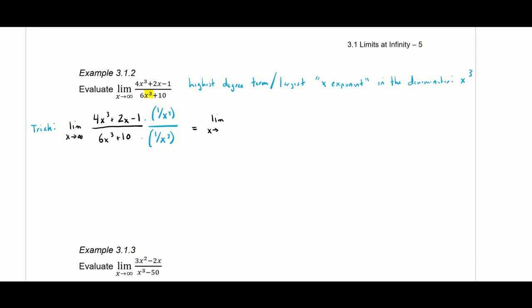So the limit as x goes to infinity is now going to be the limit of 4x cubed divided by x cubed. I'm distributing this division throughout, plus 2x divided by x cubed minus 1 divided by x cubed. There's my numerator. My denominator, same thing: 6x cubed divided by x cubed plus 10 divided by x cubed.